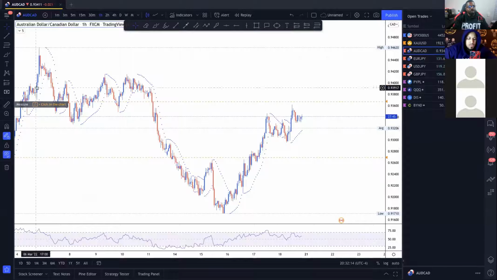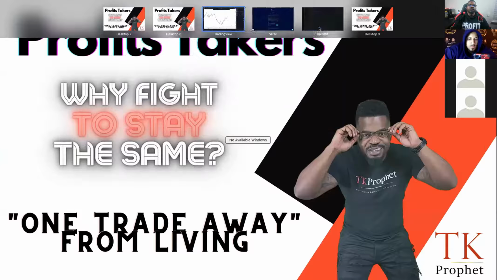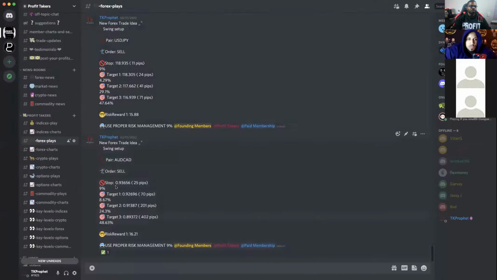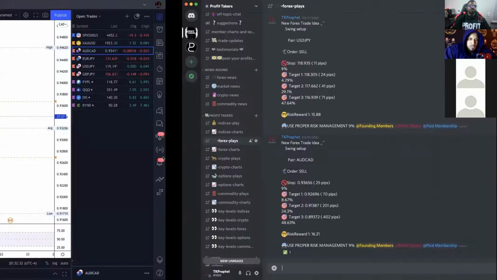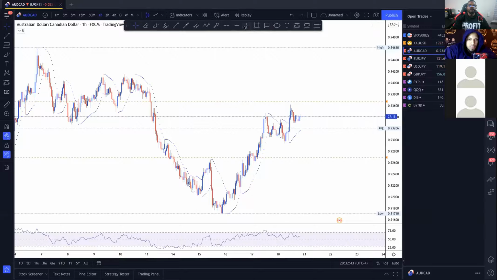Do you guys see this measuring tool here? It looks like a ruler. Yep. Cool. So that's what you use to measure your pips. So we'll look at what our stop loss is. Our stop loss is 0.93656. You can just find that on your chart, 0.93656.